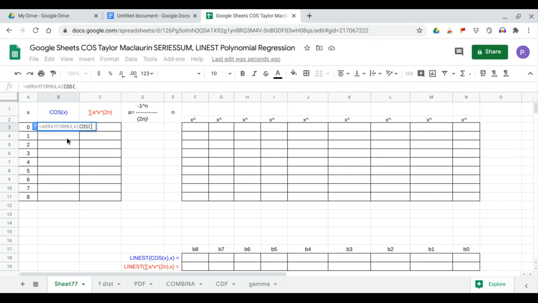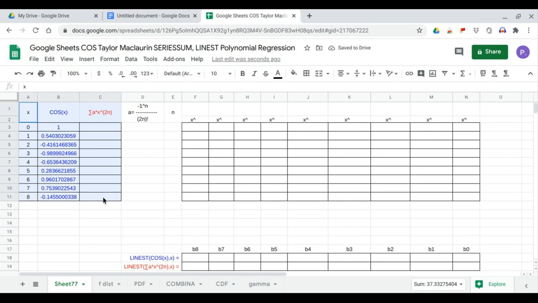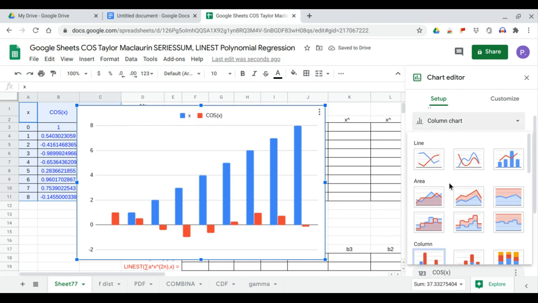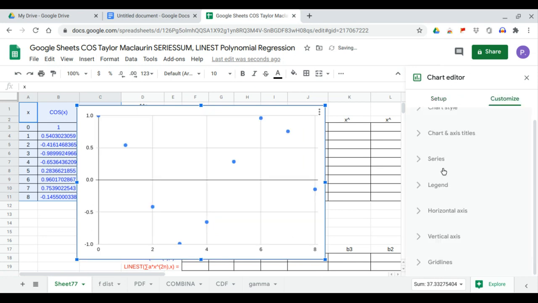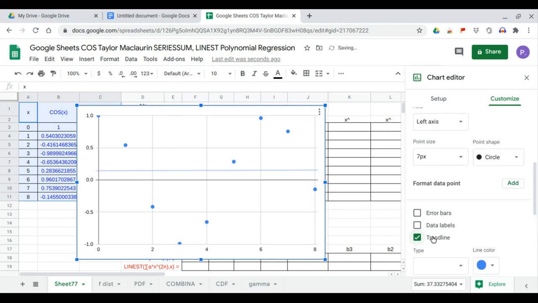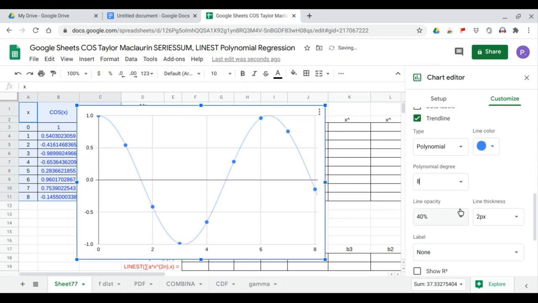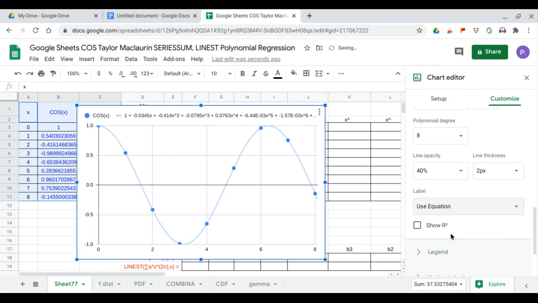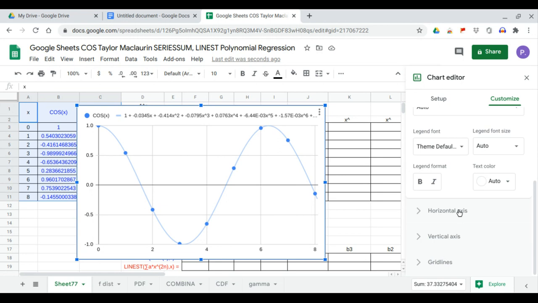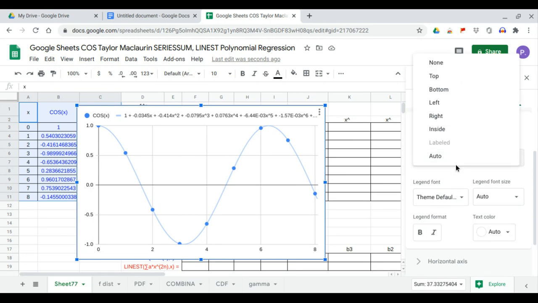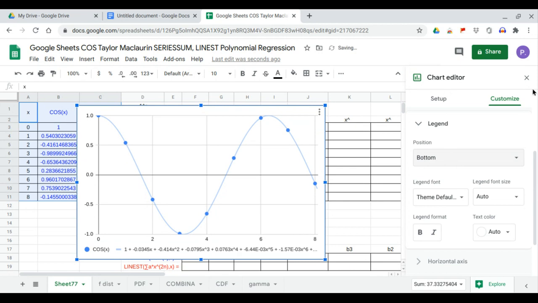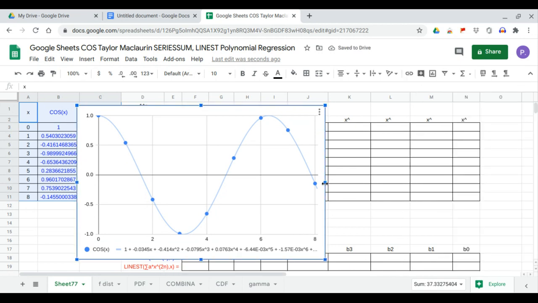cosine, and generate the dataset of cosine. And we'll chart this using scatter chart and insert a trend line, polynomial to the power 8, and we'll show this equation, and we'll move this to the bottom for comparison with the regression coefficients.